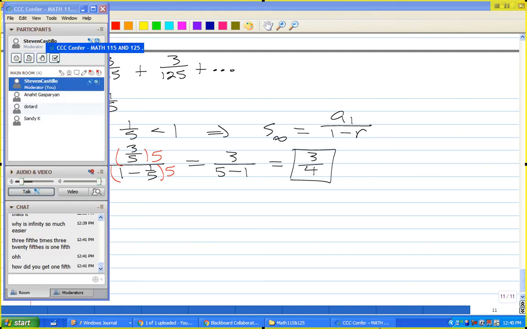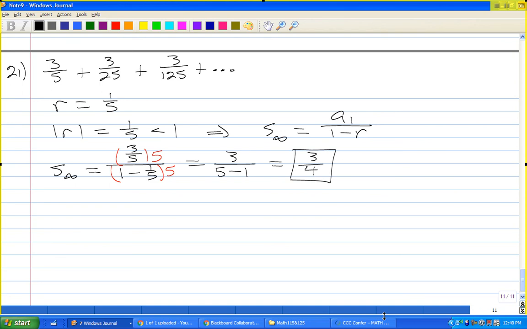How'd you get 1/5? Okay. So 5 times 5 is 25. 25 times 5 is 125. Therefore, 3 over 5 times 1 over 5 is 3 over 25, times 1 over 5 is 3 over 125. Therefore, the common ratio is 1 over 5. Okay, good.